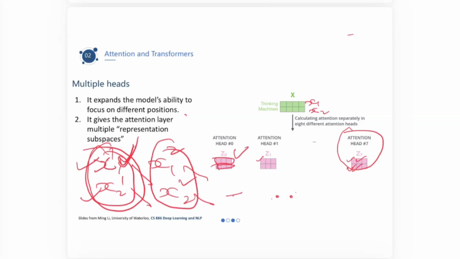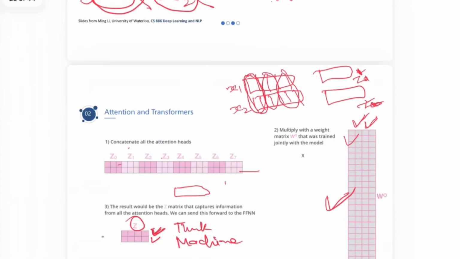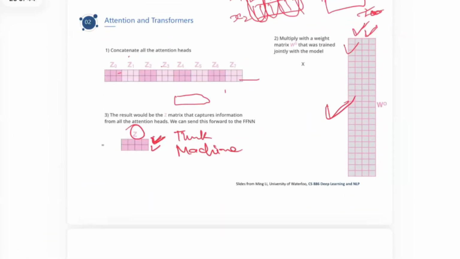I got your point, sir. So what are the query, key, and values there? Are they related to the input vector? Query, keys, and values are just what you are getting from the input, these values.